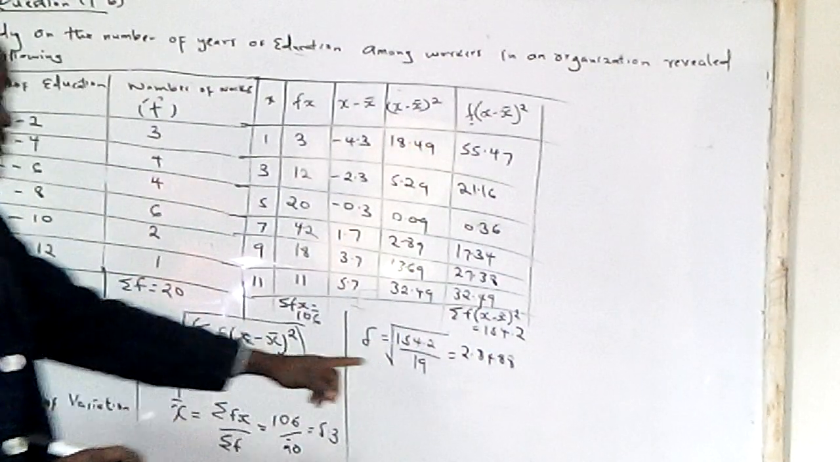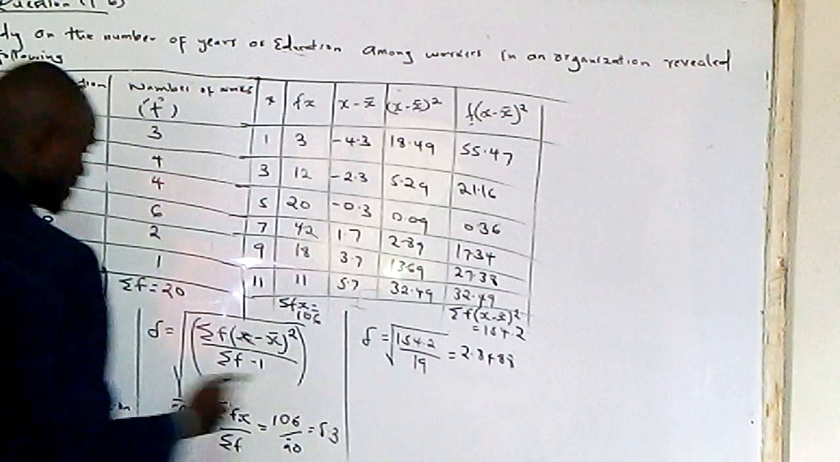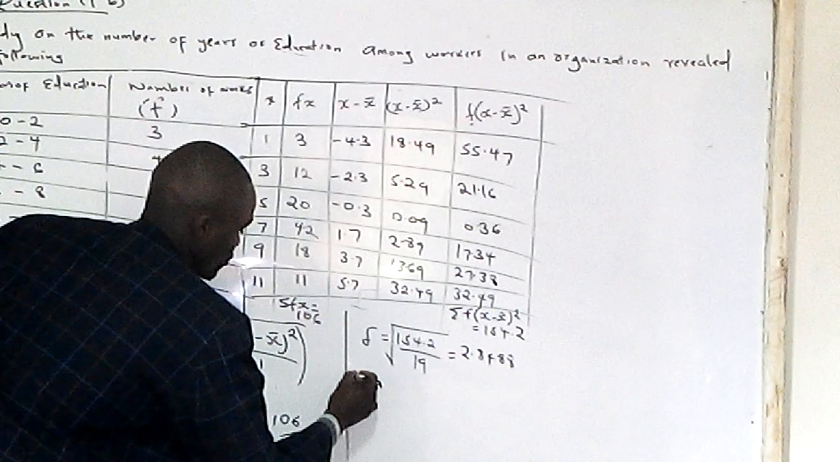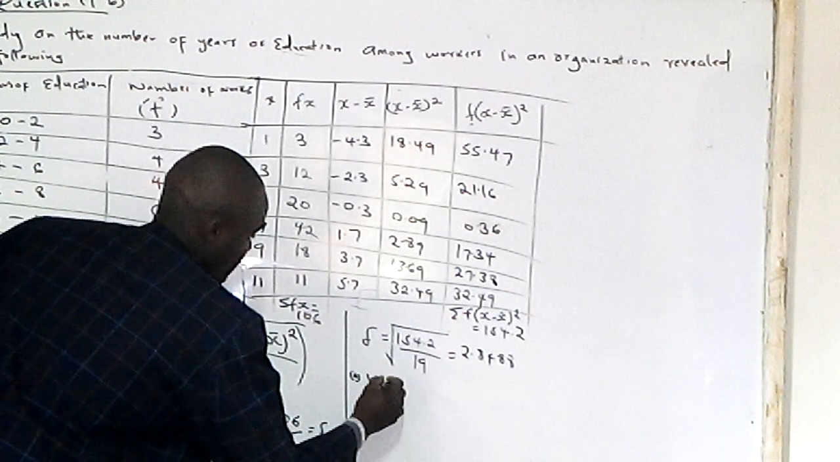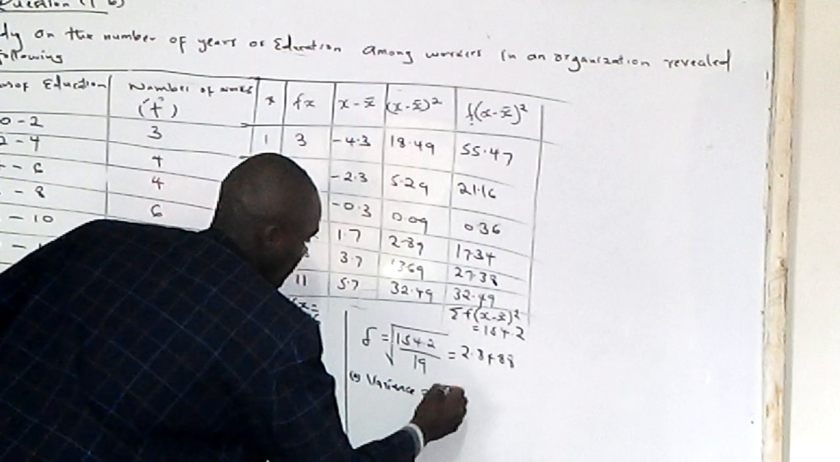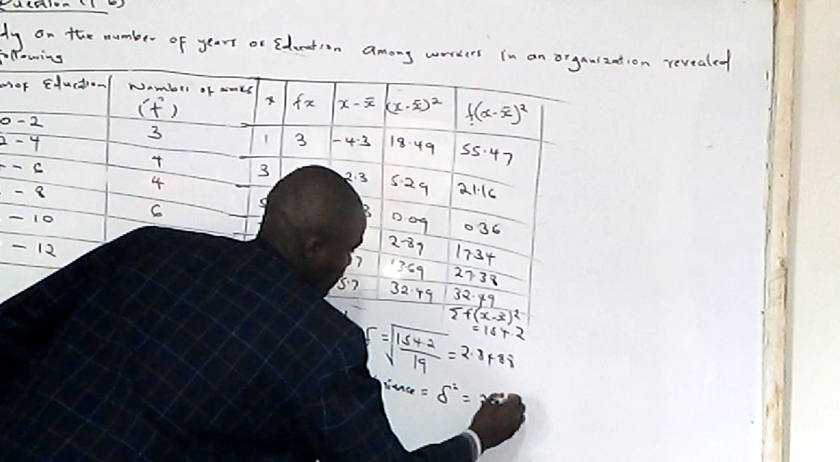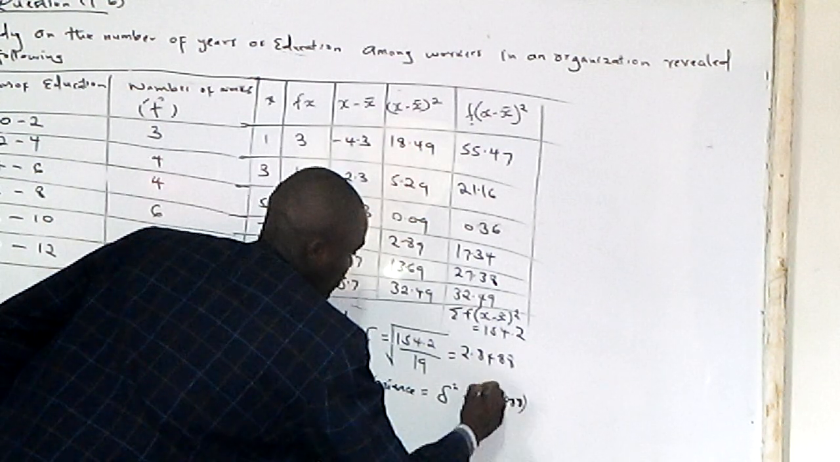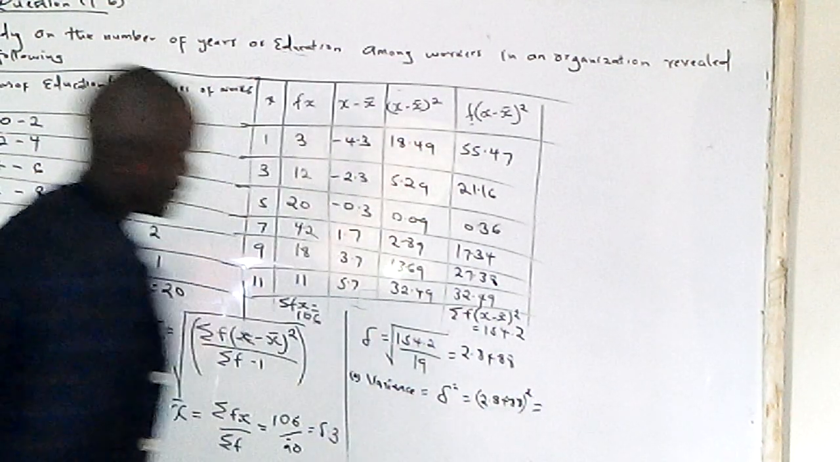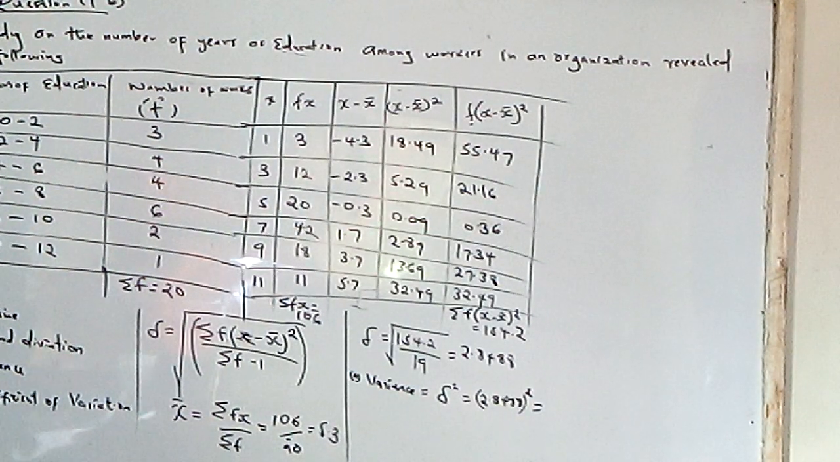So this one is the standard deviation. And now the variance, question number 2. Variance is equal to standard deviation squared, which is 2.8488 squared. That is equal to 8.1158.